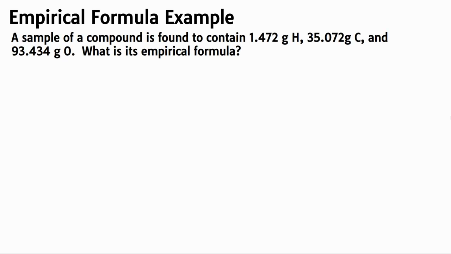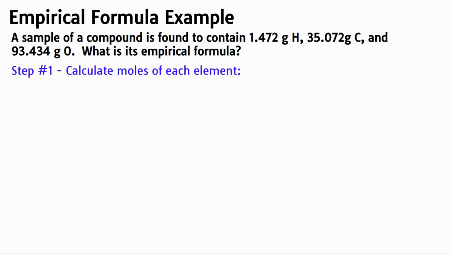Let's say this was our problem. It says a sample of a compound is found to contain 1.472 grams of hydrogen, 35.072 grams of carbon, and 93.434 grams of oxygen. What is its empirical formula? The nice thing about empirical formulas is there is a series of a couple of steps that you can follow and pretty much find the solution every time.